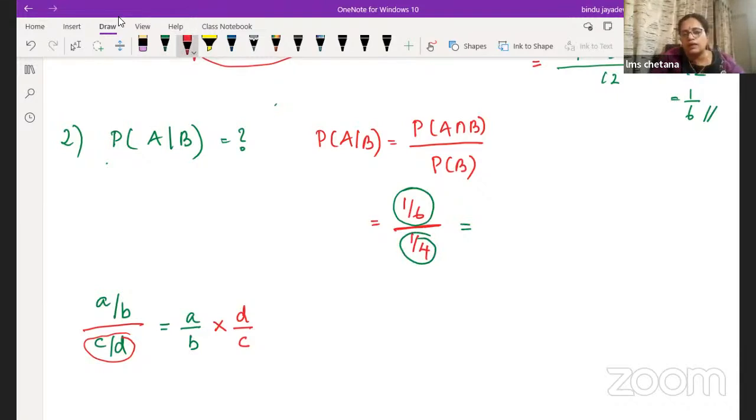See, 1 upon 6, I'm going to write, and here this is going to be multiplication. Now again, the denominator fraction, I'm writing it 4 upon 5. That means 4 will come up and 1 will come down. Same way. Now cancel it. What is the answer? 1, 1 cancel. 4 upon 6 you can write. Cancel with 2. 2 upon 3 is your answer.